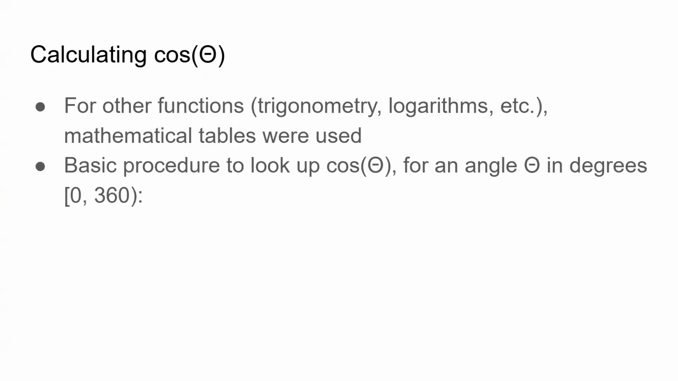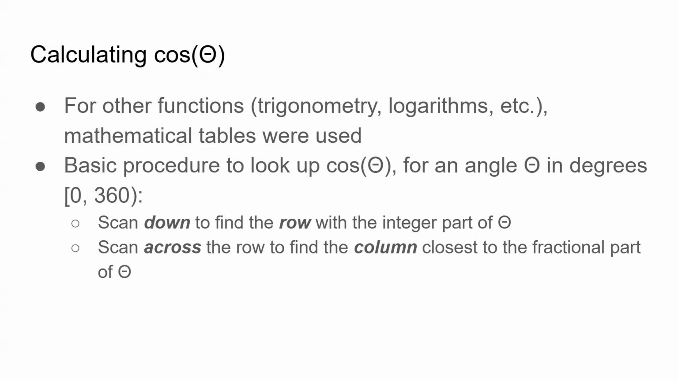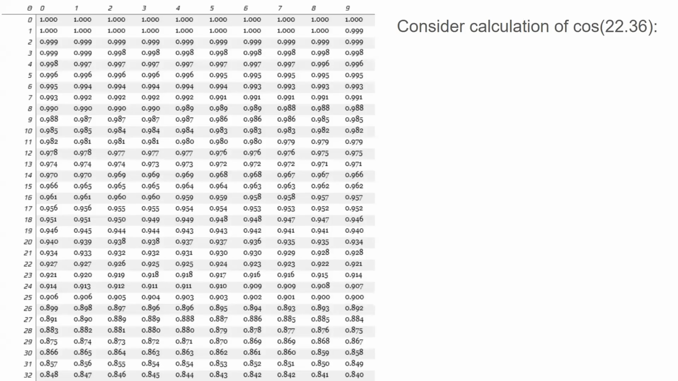And our basic procedure to look up cosine theta, where theta is an angle in degrees between 0 and 360, is to go down to find the row with the integer part of the angle, and then across that row to find the column closest to the fractional part of theta. That cell will be the table value for cosine of theta. So for example, on the left here, this is a portion of a cosine table. And I suppose I want to calculate the cosine of 22.36 degrees.